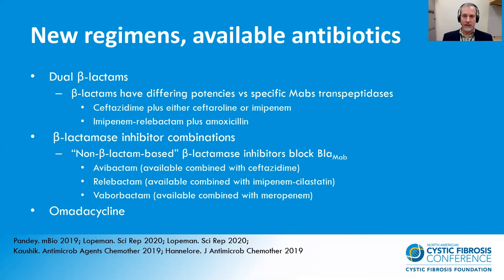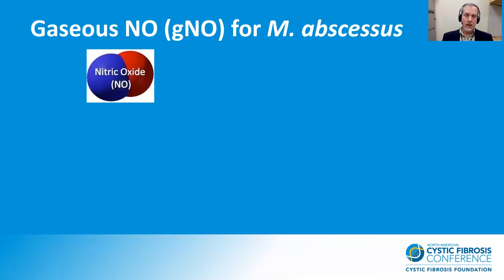Our lab has been very interested in repackaging an existing treatment. Gaseous nitric oxide is used in the ICU for treatment of neonatal bronchiolitis. It's used for pulmonary hypertension and as an adjunct for ARDS. And its antibiotic properties have long been touted. It's been shown in mouse models of tuberculosis to have efficacy.